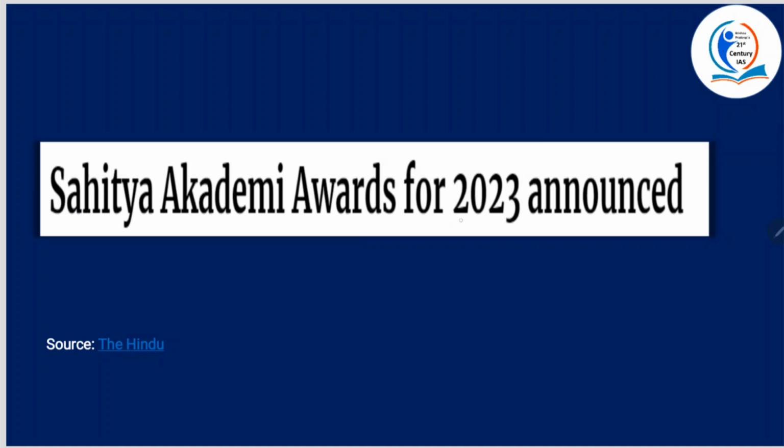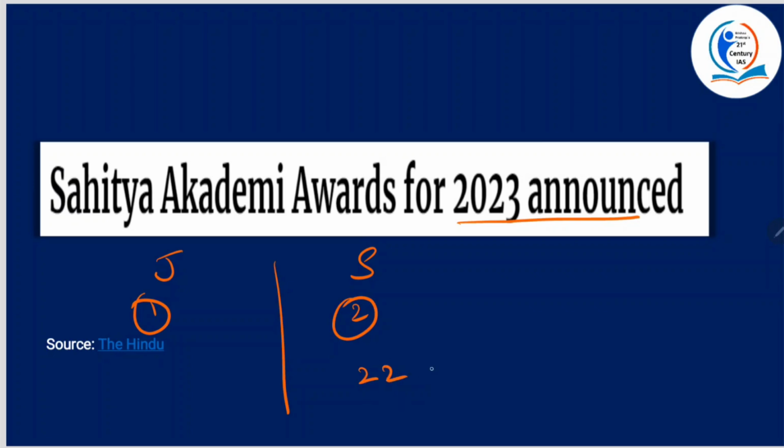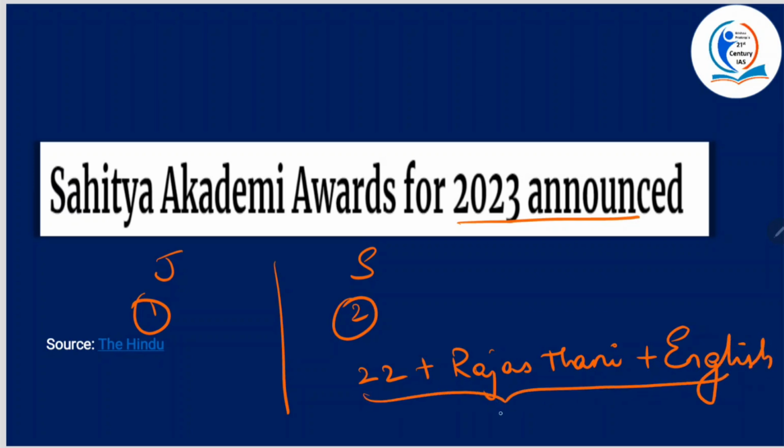Sahitya Academy Awards for 2023 announced. Okay, now you should not get confused between Jnanpith Award and Sahitya Academy Awards. Okay, see, Jnanpith Award is the oldest and the highest honor given in the field of literature in India. This is the second highest honor. All right, and the Sahitya Academy Awards will recognize 22 languages present in the Indian Constitution plus Rajasthani and English. Okay, so total 24 languages which includes English. All right.